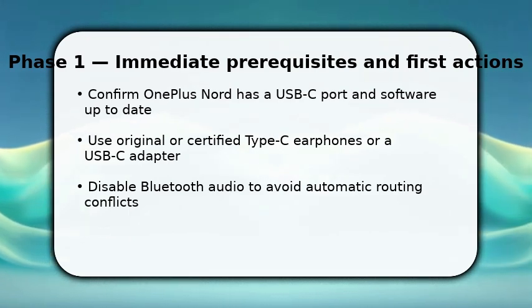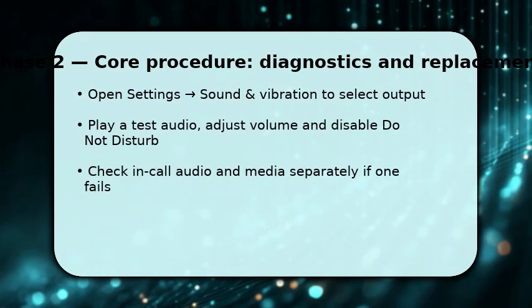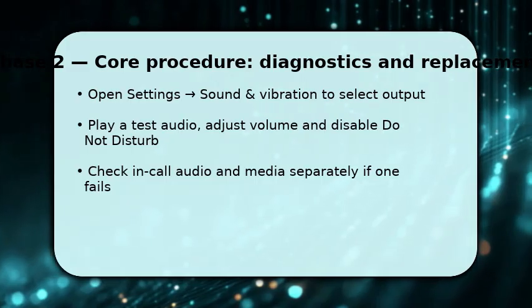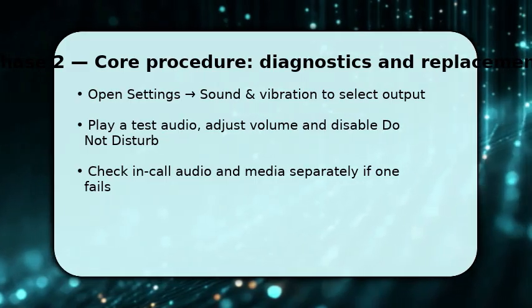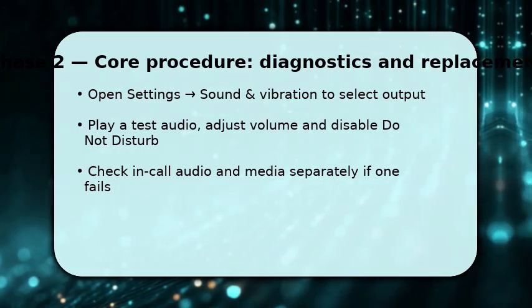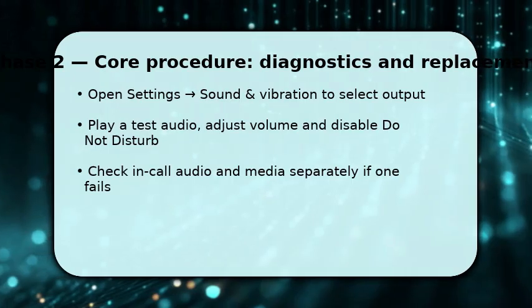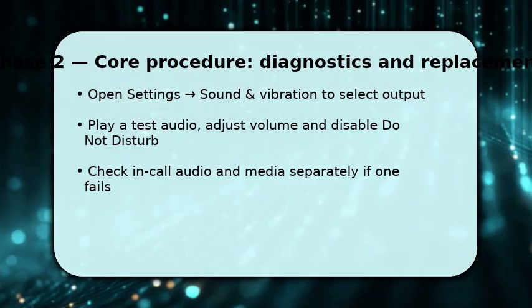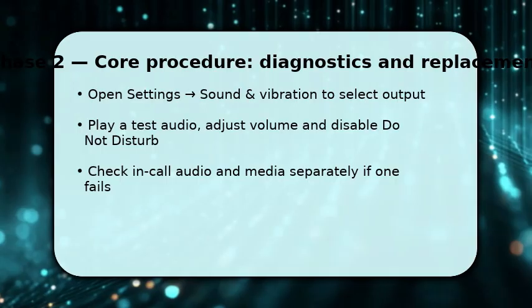Now verify audio routing. Open Settings, then Sound and Vibration, and check the output device selection. Ensure USB-C or wired headset is active. Play a music track or a video to test media audio while gradually raising volume. Make sure Do Not Disturb is off.